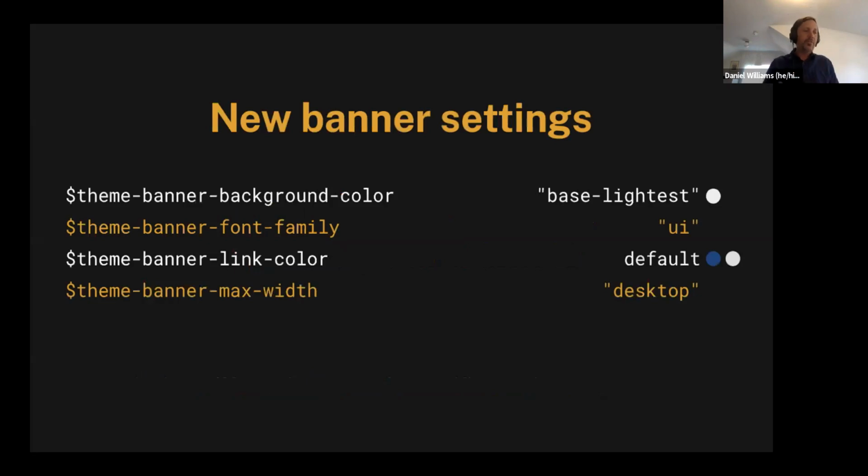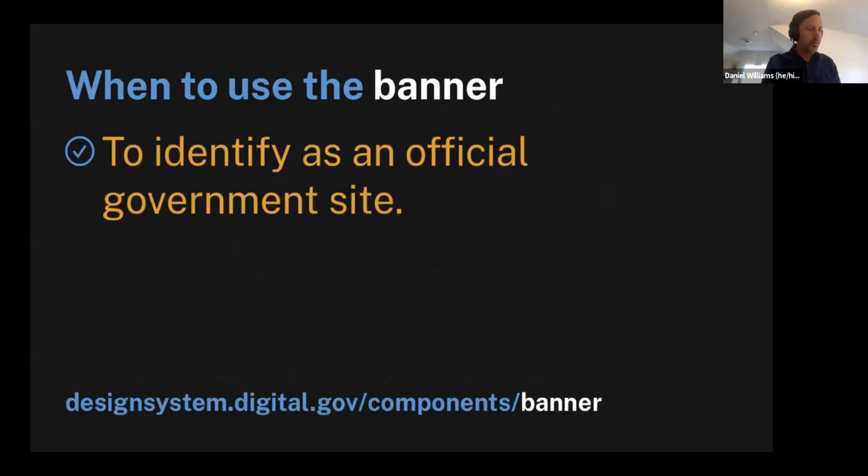And if you integrate this content along with USWDS 2.8, there are a couple nice new settings for the banner as well. You can now, as I kind of alluded to earlier, set the background color and the link color directly in settings without fussing over overrides, which can be nice. So when do you use the banner? To identify as an official government site. Most government sites should use the banner.